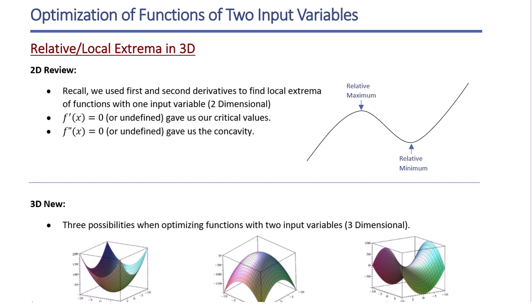Now let's look at how to optimize functions that have two input variables. So we'll focus on relative and local extrema in 3D. But first, in order to do that, let's review what it looks like in 2 dimensions.